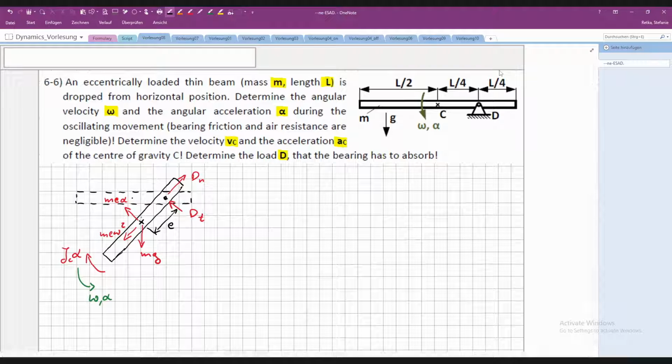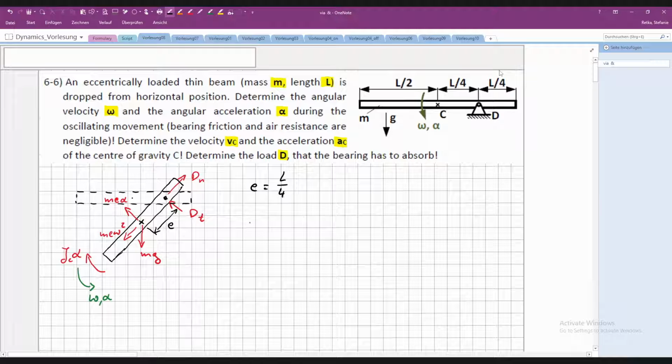Okay, so E, we can read E, the distance from the center of gravity to the support, from our figure given in the problem description. This is L over 4.